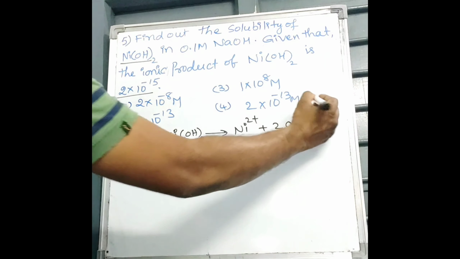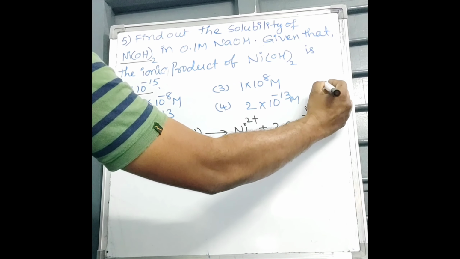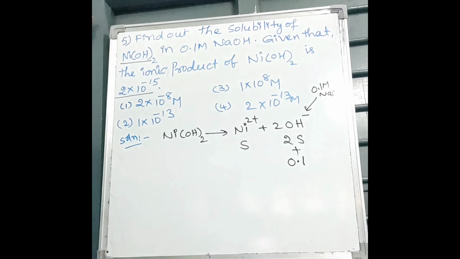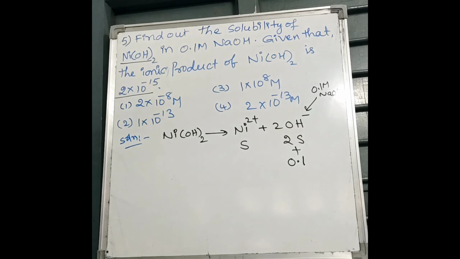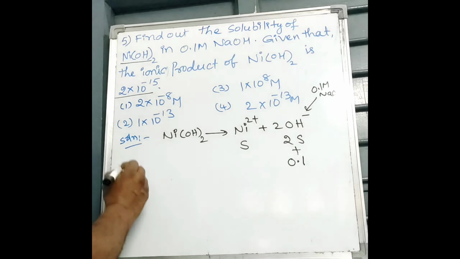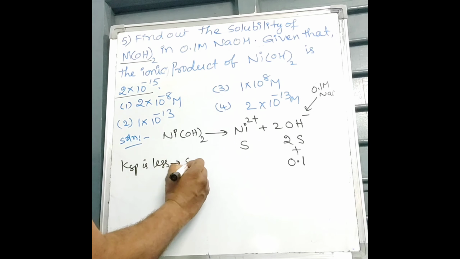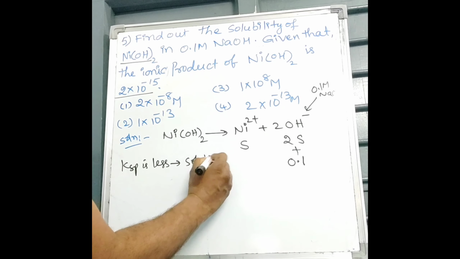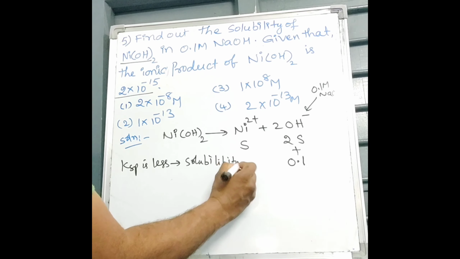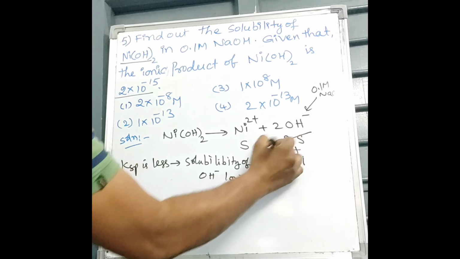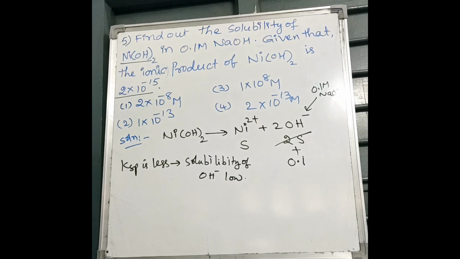So we are adding 0.1 M NaOH here. So how much is its concentration? It's about 0.1 M. And see, KSP is very small here. KSP is very small, then solubility is also low. Solubility of OH minus ions is low. That's why we are neglecting 2S here.